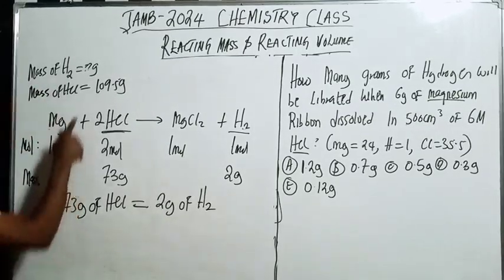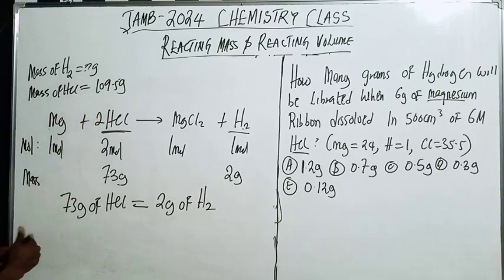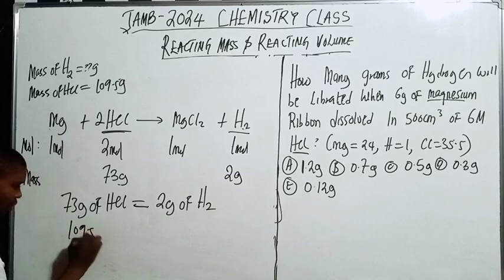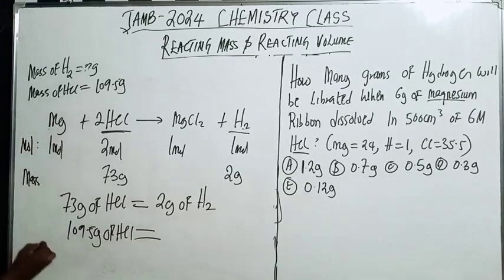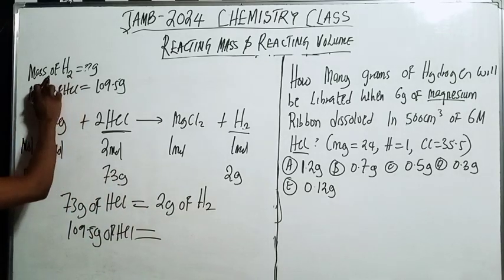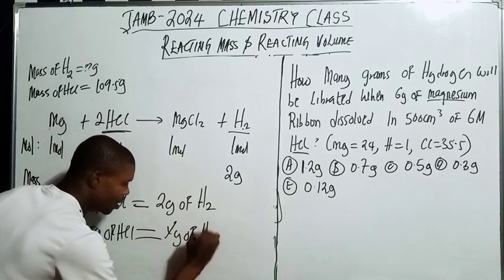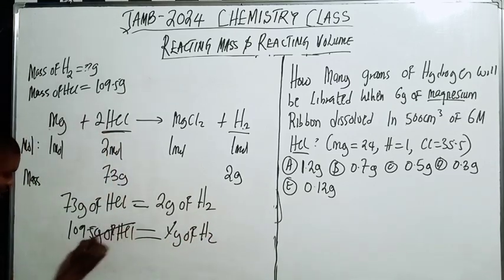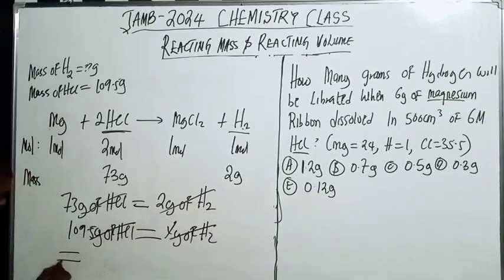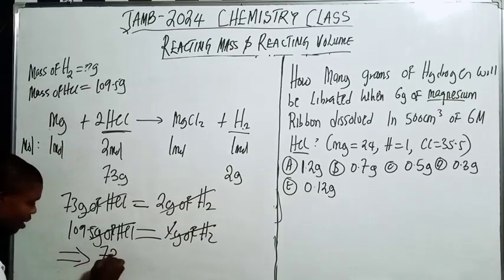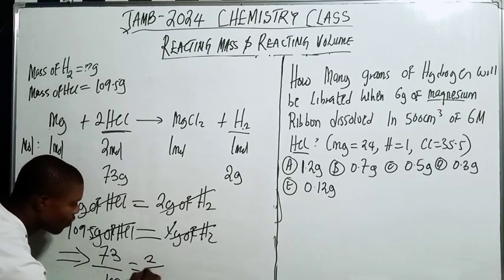So now remember, my mass of HCl is 109.5. So it's going to be 109.5 gram of HCl equals to, and now we are looking for the mass of H2, so it's going to be x gram of H2. Do you understand? This one will cancel out this one, and this one will cancel out this one. What are you left with? You are left with 73 over 109.5 equals 2 over x.